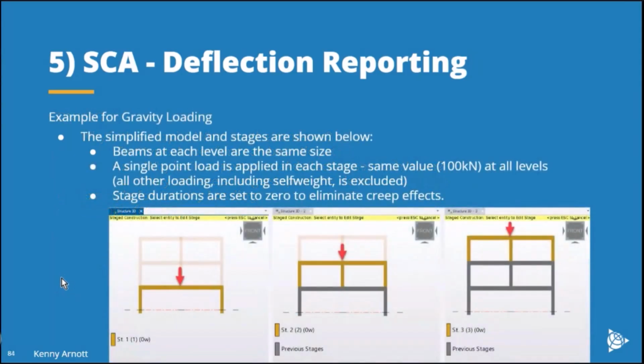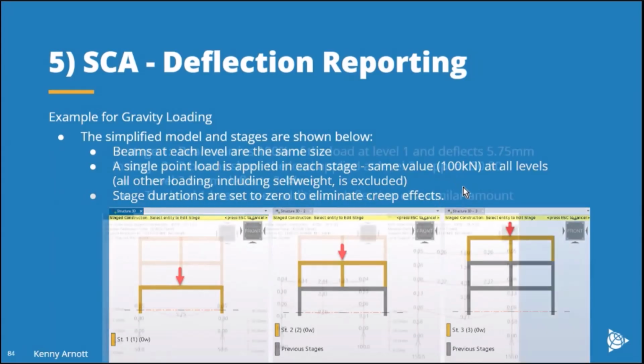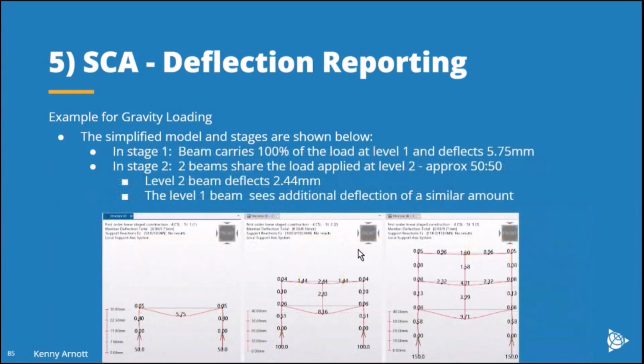We'll start again with what's obviously becoming my favorite example, a little three-story structure with a transfer beam, a single load on each level, and the load is getting applied during the construction stages. I've also set the stage durations to 0 so that I'm eliminating creep effects. So at the end of stage 1, this beam with that 100 kilonewton load on it is deflecting 5.75 millimeters.